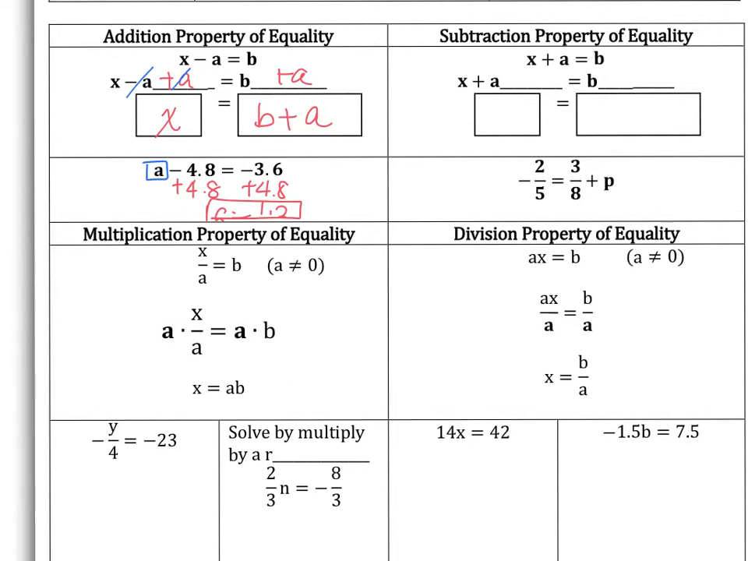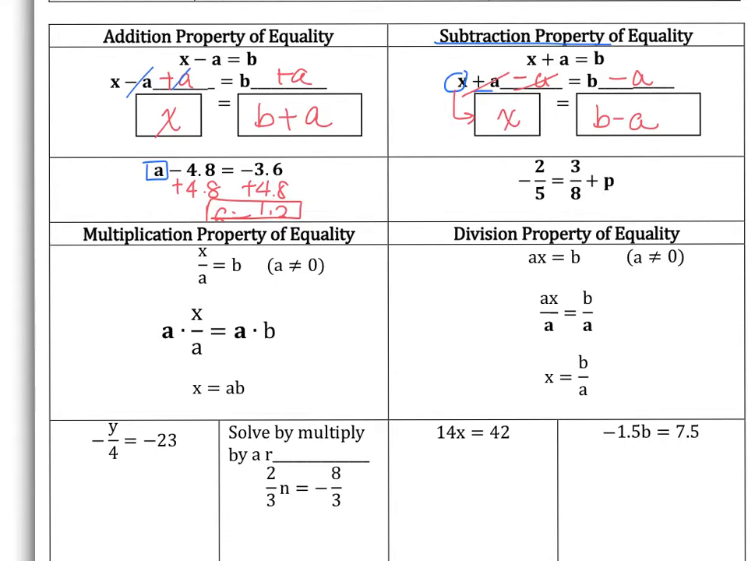And here we have the subtraction property of equality. It's just the opposite. X plus A equals B. To isolate the variable X, we need to take the inverse of positive A by applying the subtraction property. So that will be negative A on both sides. Therefore, you can cancel out positive A and negative A to isolate the variable X. On the right-hand side, it would be B minus A.